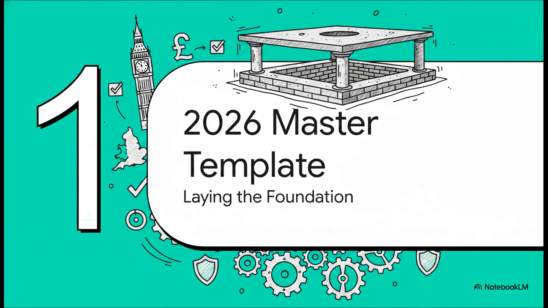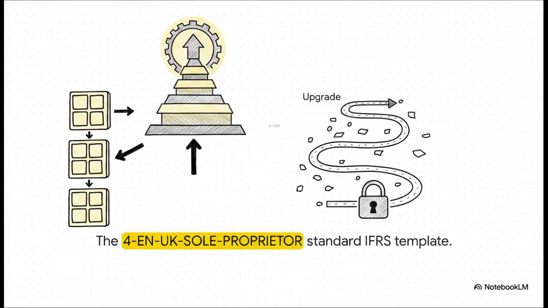Let's jump into Section 1, the 2026 master template, laying the foundation. So the major game changer here is the shift to this specific template you're seeing, the 4EN UK sole proprietor. And let me tell you, this is a massive upgrade from those old legacy setups. It forces this incredibly rigid, structured architecture, specifically a 4-digit main account and a 3-digit sub-account system.